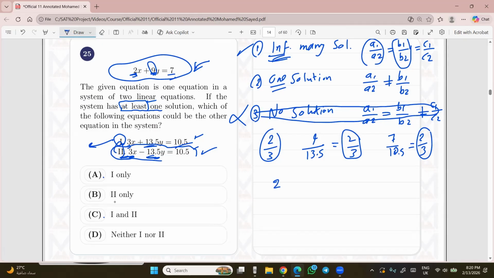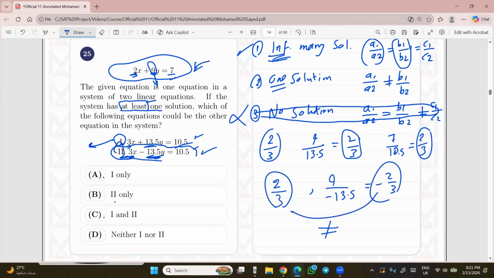I mean, 2 over 3 is A1 over A2. But what about B1 over B2? In this case, 9 over negative 13.5 is negative 2 over 3. Are they the same? Not equal, which applies this one, which makes it one solution. So this with this makes infinitely many solutions. This with this makes one solution, which makes them both okay, because at least one means one or infinitely many solutions. So 1 and 2 are okay, so we have to choose letter C.